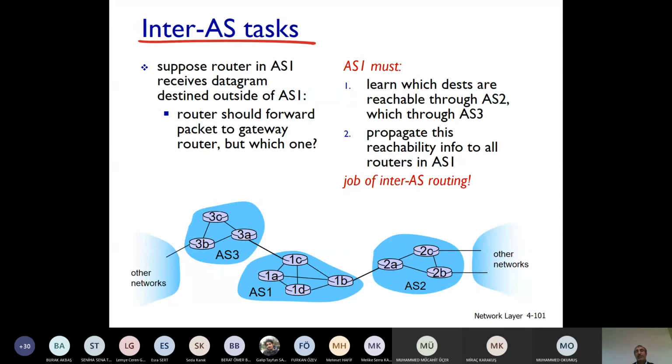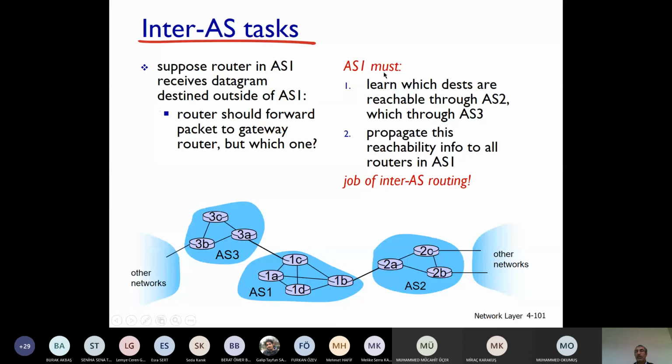So let's look at the inter-AS task. Assume that a router in AS1 receives a datagram destined outside of AS1. So the router should forward the packet to a gateway router, but which one? Okay, I receive a datagram in AS1, and I need to forward it to another AS. But how? Which gateway router should I send it to?